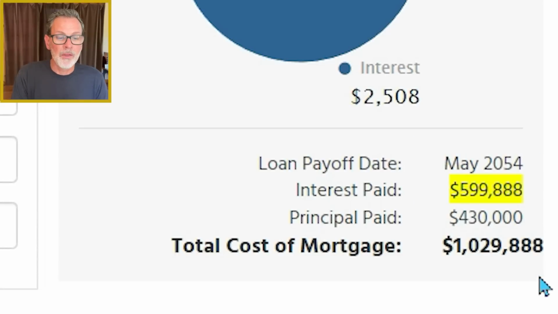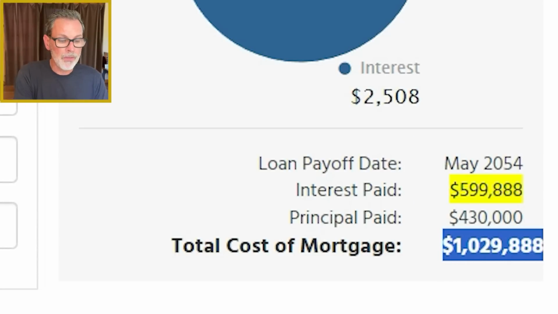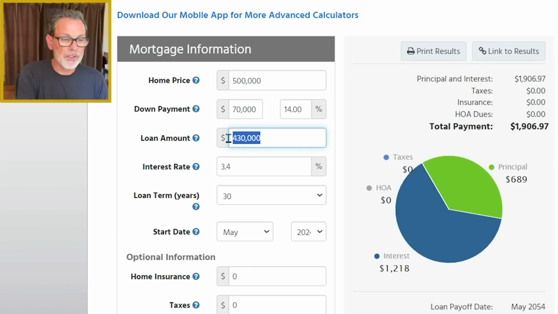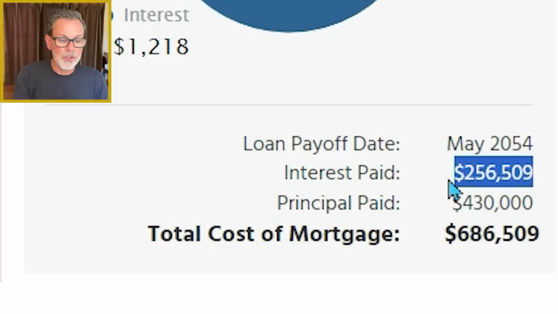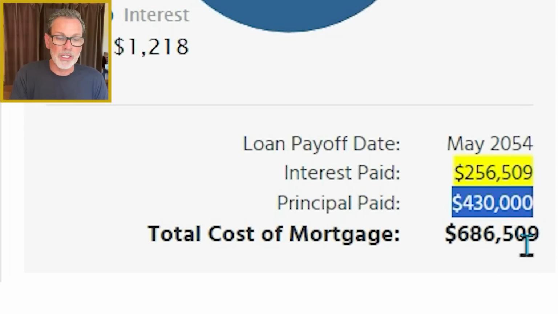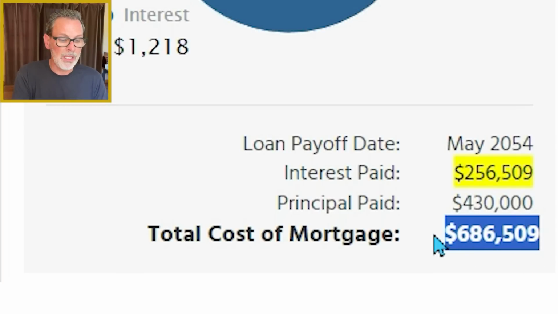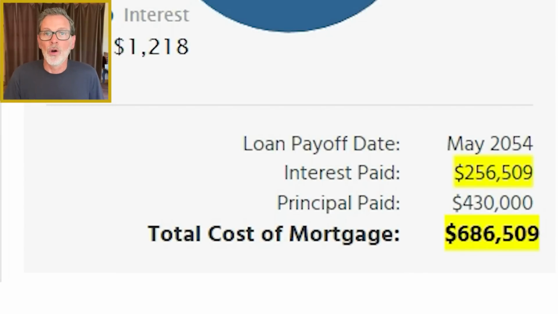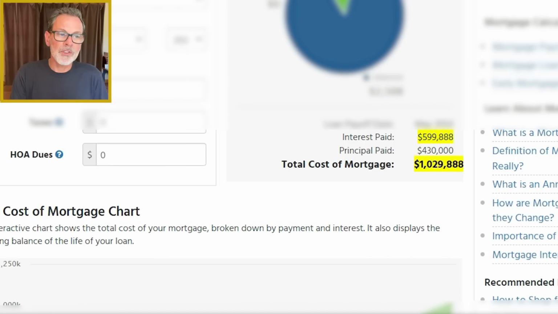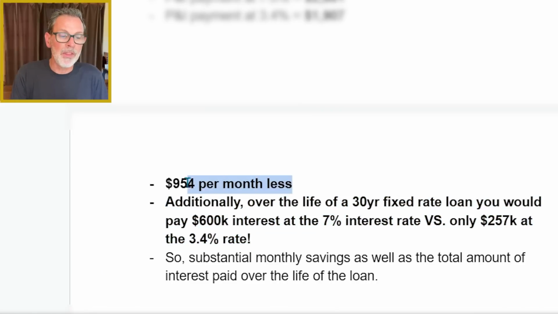$600,000 in interest paid. Therefore, over the life of the 30-year fixed rate loan, you're going to pay over $1 million. In contrast, again, loan balance, $430,000. Your payment would be just over $1,900 per month, and your interest paid only $256,000. So therefore, including your loan balance originally at $430,000, your total costs would be $686,000 over the life of a 30-year fixed rate loan, compared to over $1 million at the 7% rate. So big picture, not only are you saving this monthly payment, but also you're going to pay far less in interest paid over the life of the loan as well.